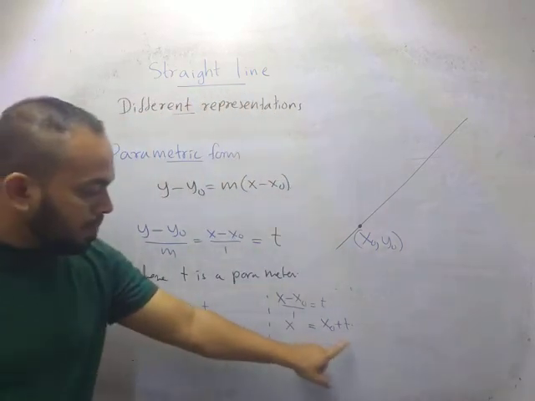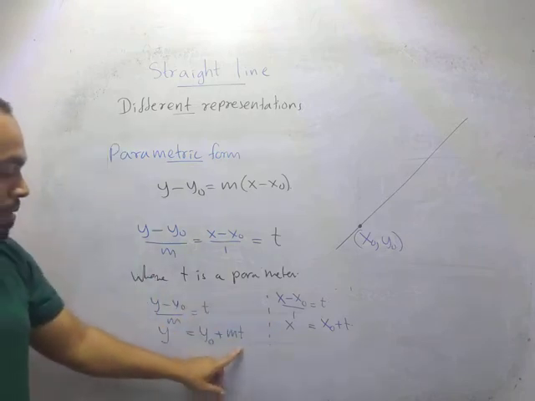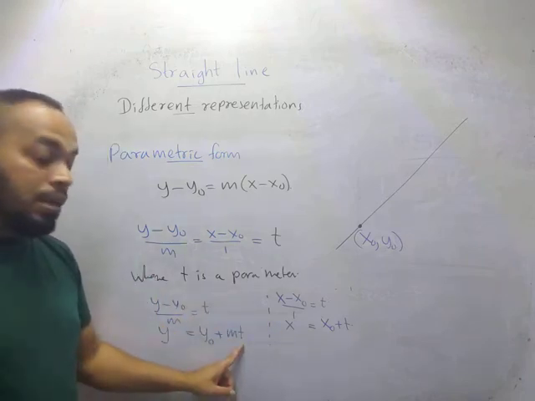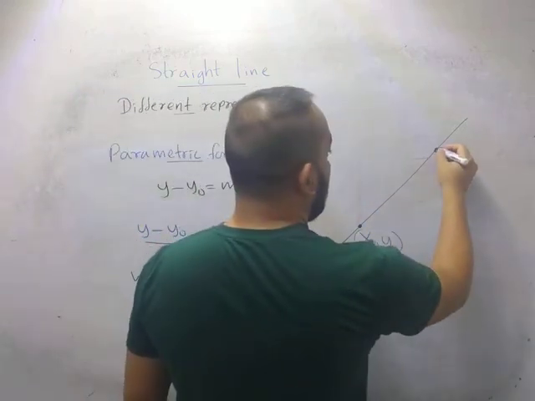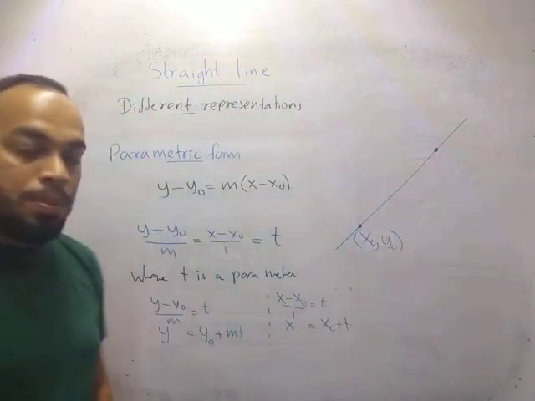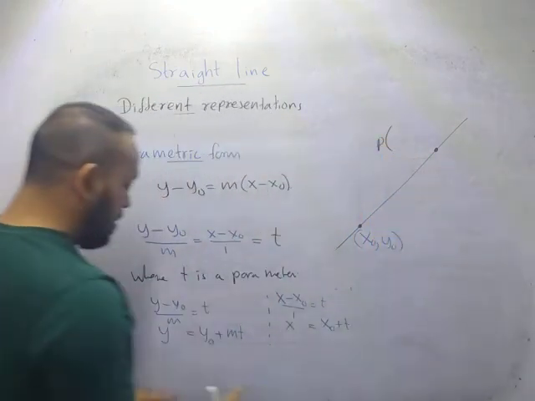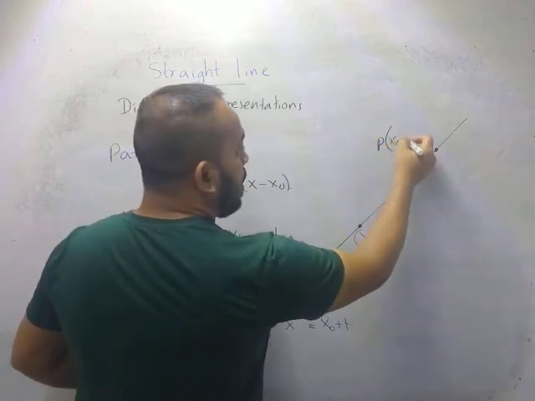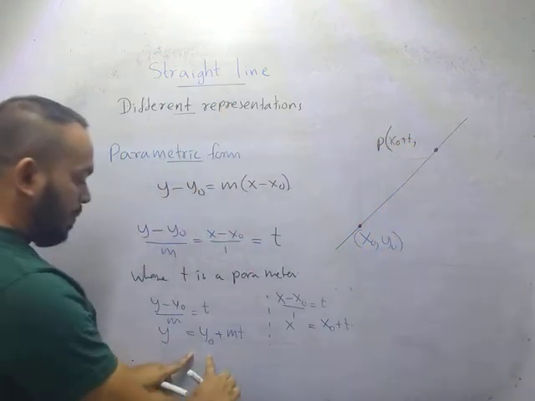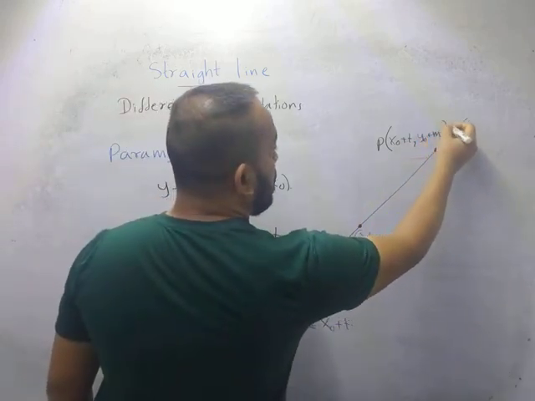See, x is represented in terms of the parameter t, and y is represented in terms of the parameter t. So we can represent any point on this line. What is the point? The x coordinate is x naught plus t, and the y coordinate is y naught plus m times t.